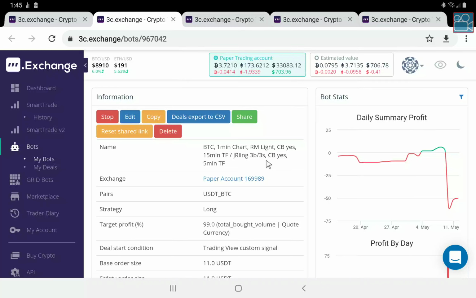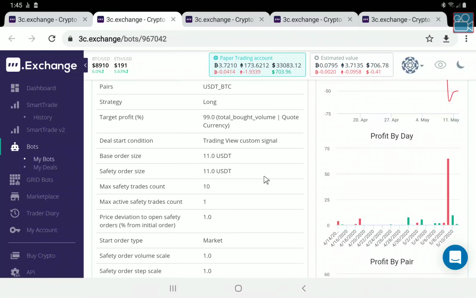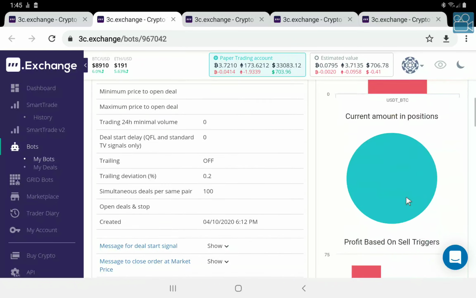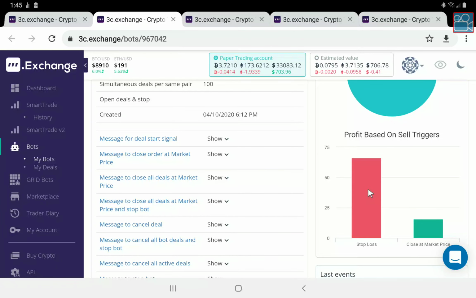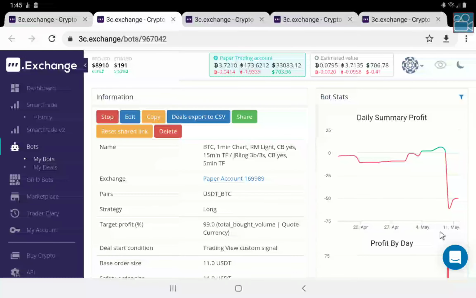This one took a beating. As you can see, it's doing a recovery. I don't have a lot of safety orders on this one, only 10. So my stop loss triggered at 11% when things really went south. As you can see, stop loss profit. If you can't cover your volume 100%, use a stop loss. Otherwise, it will get much worse.